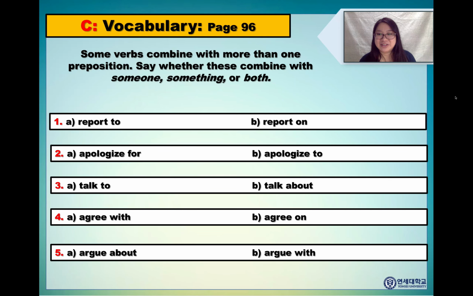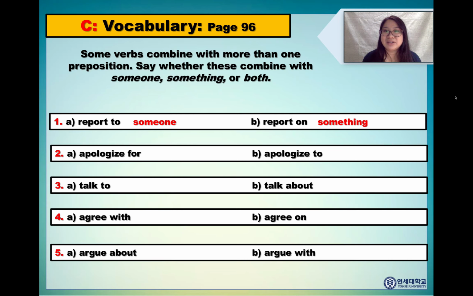Let's check your answers. Number 1A, we report to someone. So, for example, if you are working in a sales team, the salesperson will report to the sales manager. It means that they are their boss. B, we report on something. We report or talk about something.